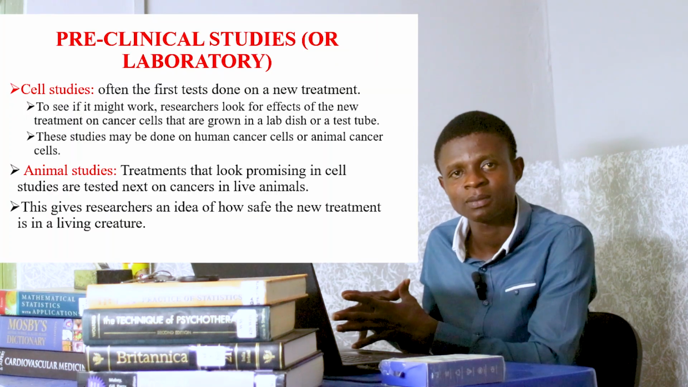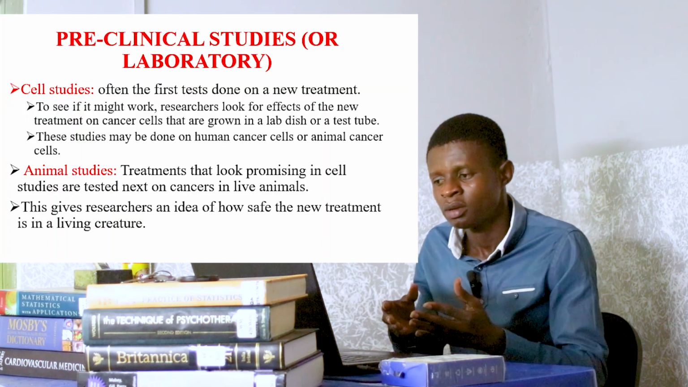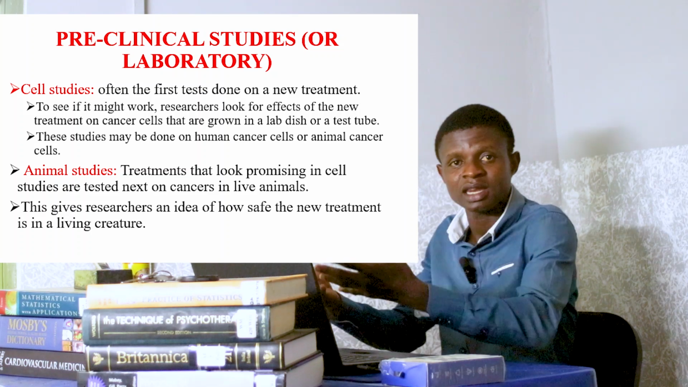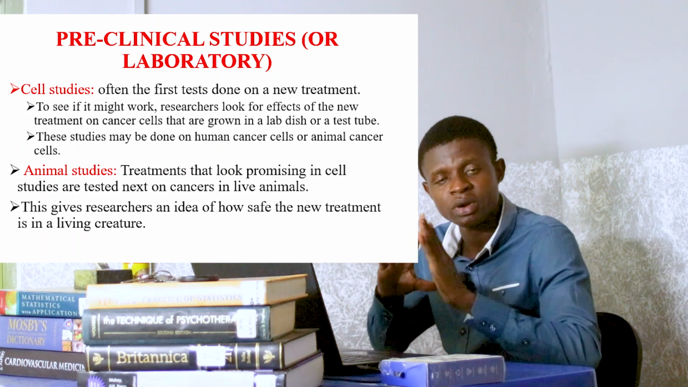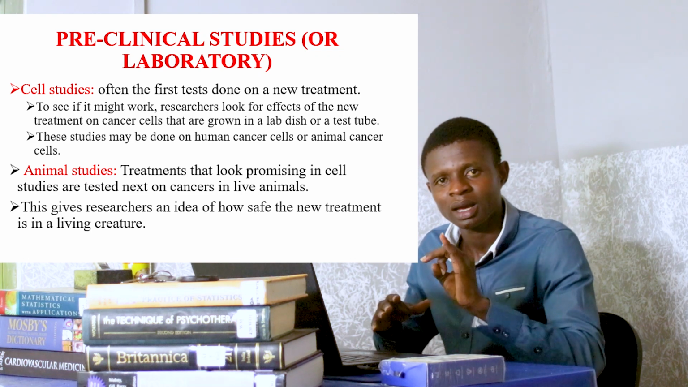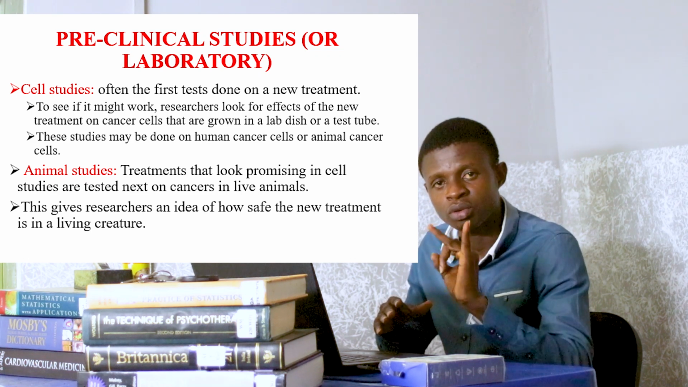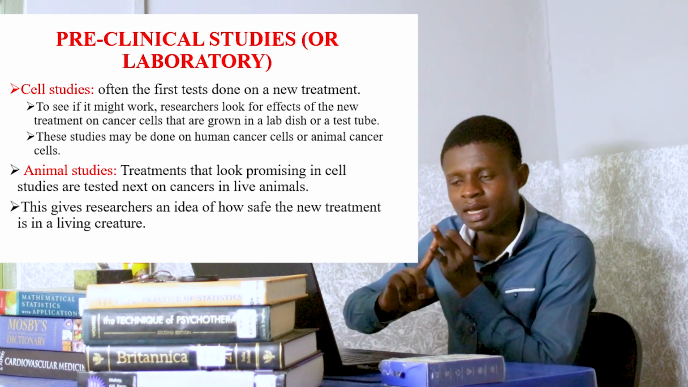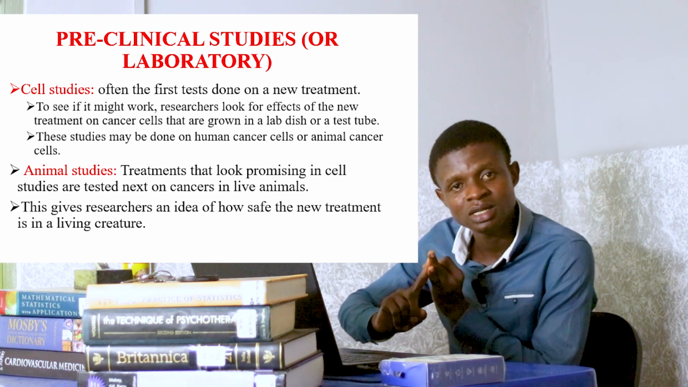Then we see how the drug is able to affect the cells in living organisms and how the organisms respond to the drug, before we can proceed with the clinical trials. So preclinical trials are done with two processes, the cell study and the animal study. After the animal study, if we see that the intervention is promising, then we can introduce the intervention to humans.